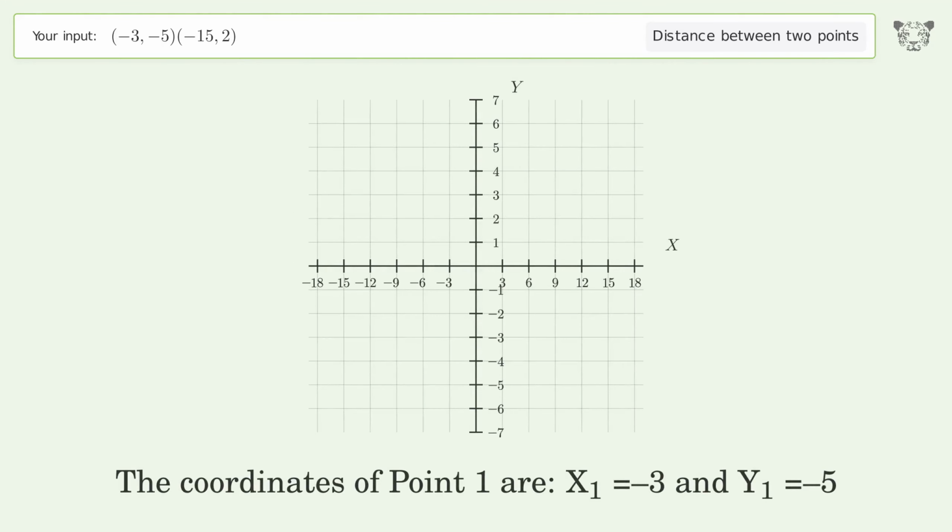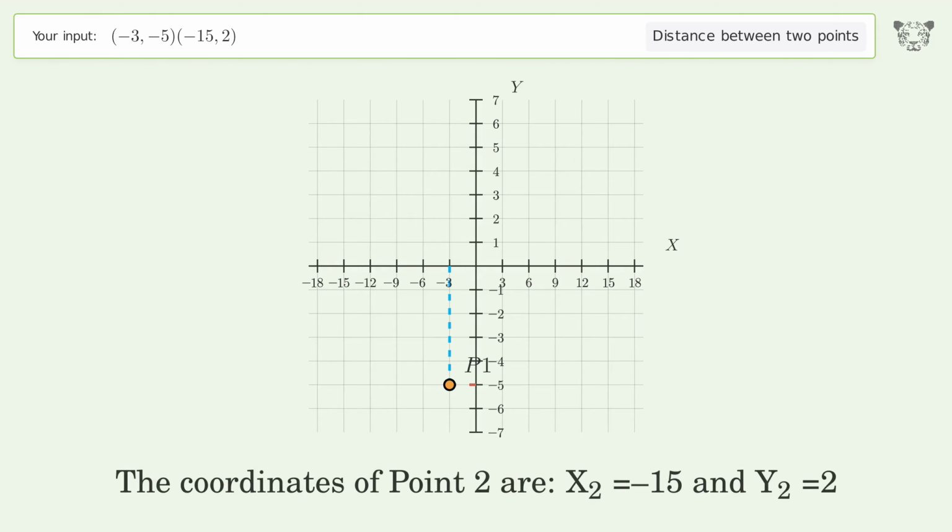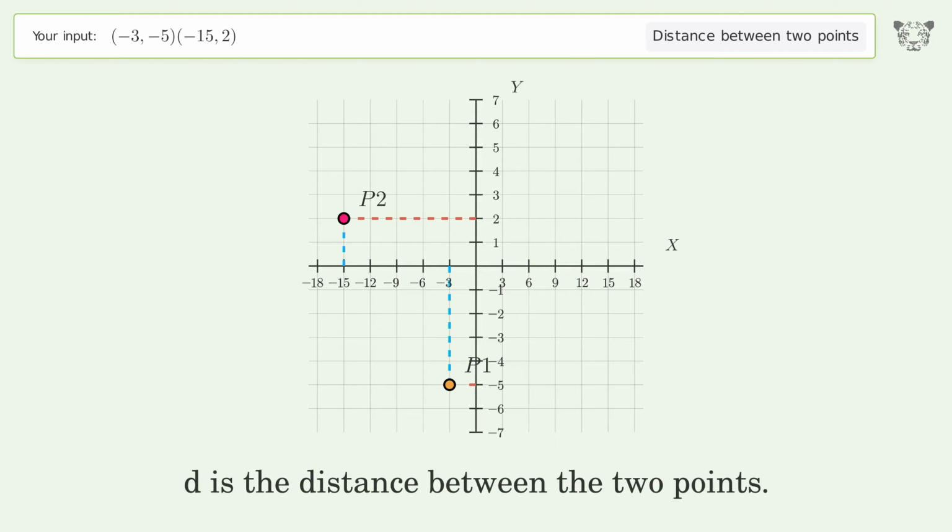The coordinates of point 1 are, x1 equals -3 and y1 equals -5. The coordinates of point 2 are, x2 equals -15 and y2 equals 2. D is the distance between the 2 points.